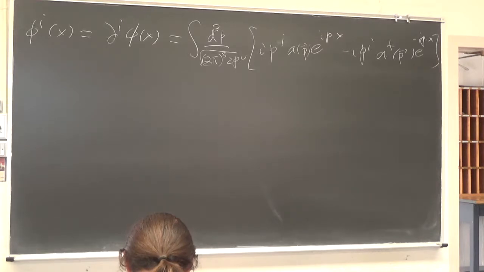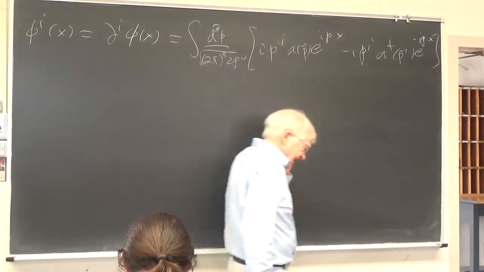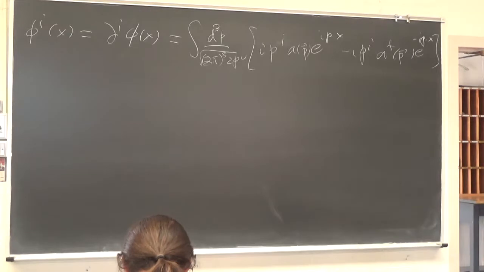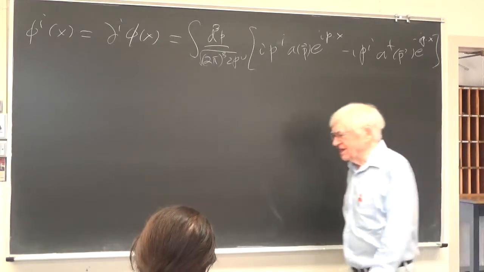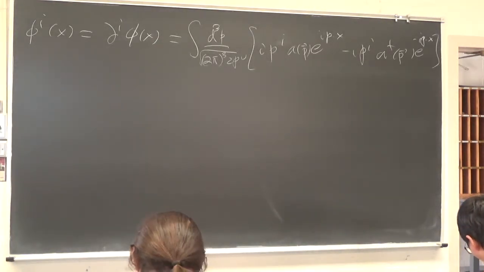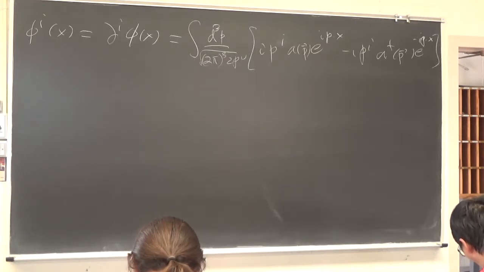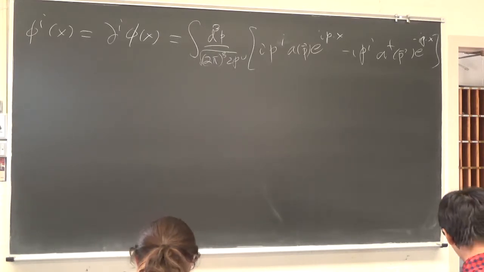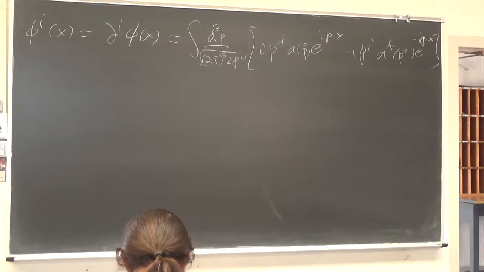And again, I'm using Latin indices to indicate things that go from 0 to 3. And when the index is just spatial, I guess I just mentioned it. I don't know a good way to do these things.